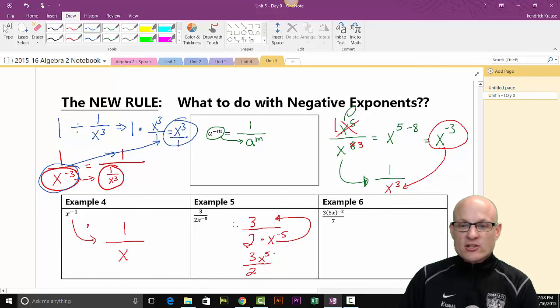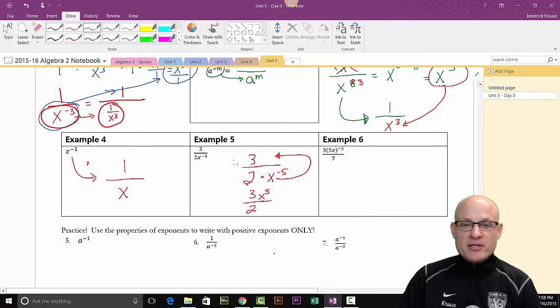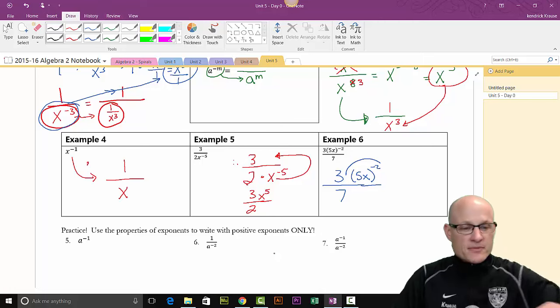So let's take a look and see what we got here. You have to be careful of what's being raised to the negative exponent. In this case, the only thing being raised to the negative exponent is this 5x is being raised to the negative 2. So let me highlight it.